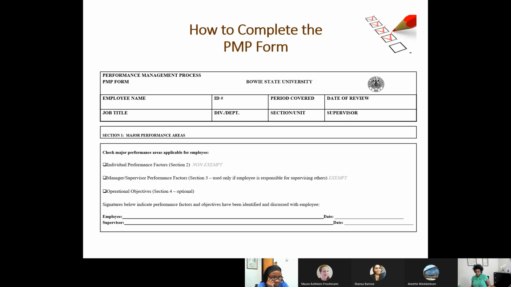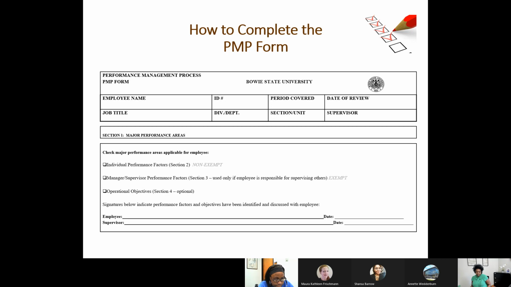All right. So this is the form, and I just took sections of it. I will go through it section by section. This form is available on the HR website under Documents and Forms. It is a fillable PDF, or you can just print it out and write in it. The top part is where you put in the employee's name, their ID, the period covered, the date of review, which will be the date that you're having the meeting with them, the phase 3, their job title, the division or the department that they're in, section or unit, and your name as the supervisor.